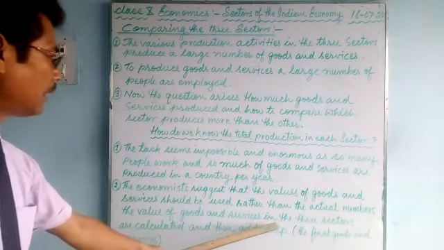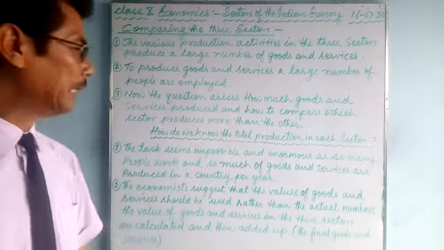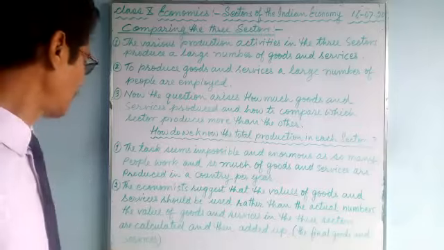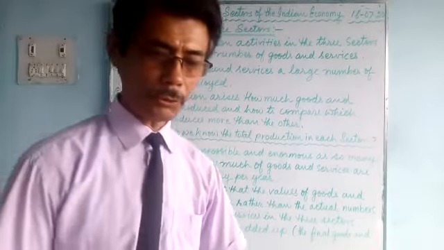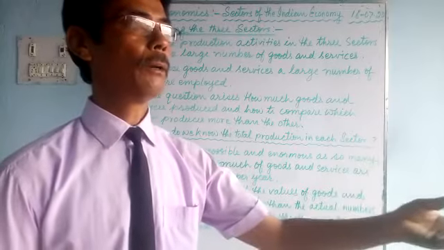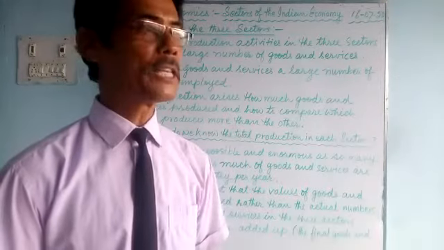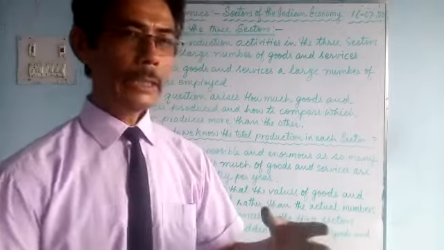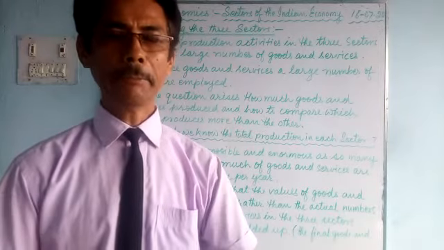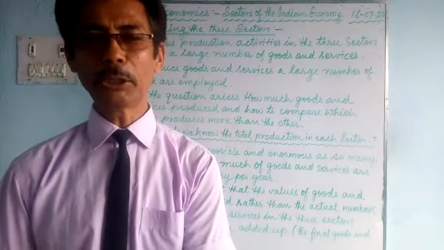The value of goods and services in the three sectors is calculated. The values of goods and services produced in a country per year are calculated and then added up. Only the final goods and services are counted. Let's take an example: what is the meaning of final product? Suppose a person buys flour from the shop at 8 rupees per kg, brings the flour, mixes sugar and other items and makes biscuits. Suppose he makes 4 packets of biscuits with 1 kg of flour, and each packet costs 15 rupees.